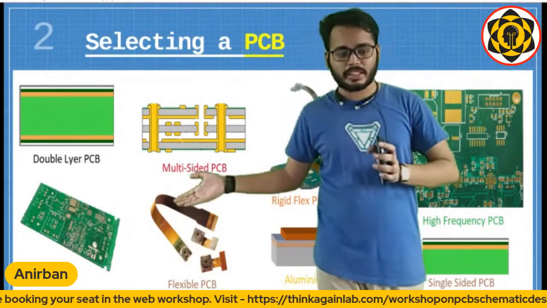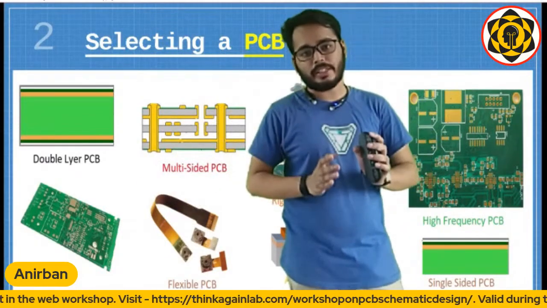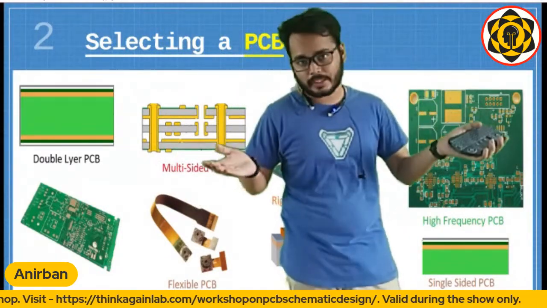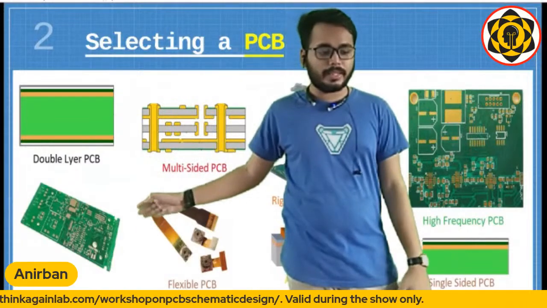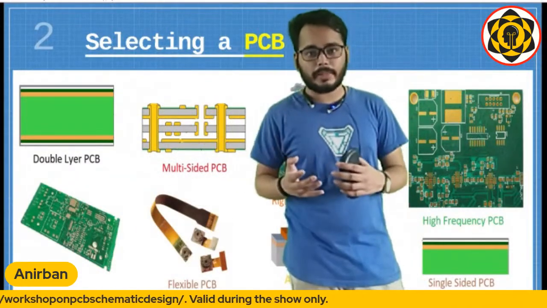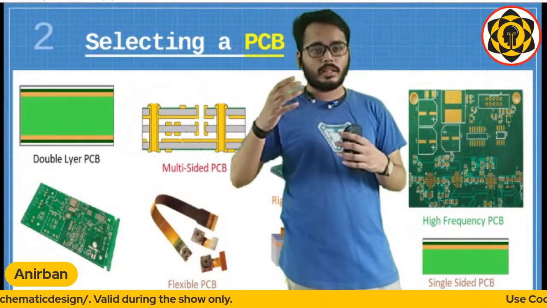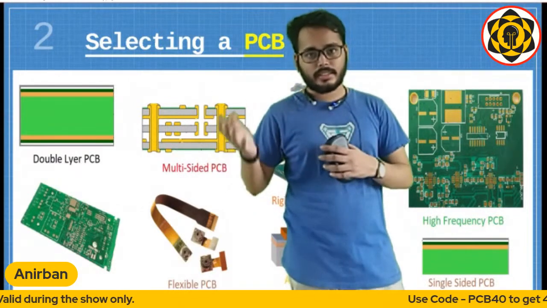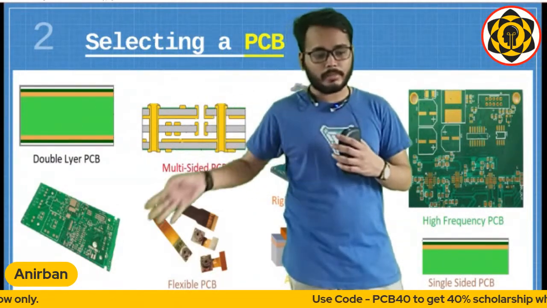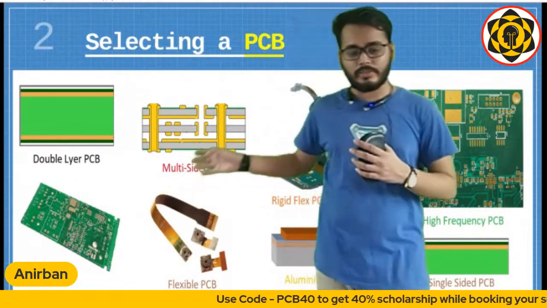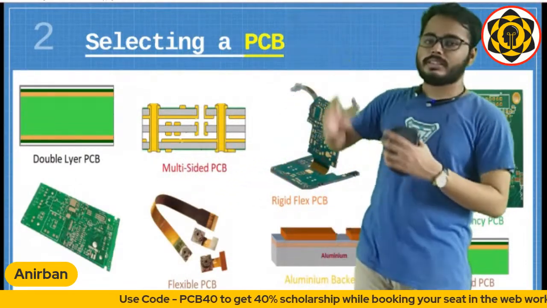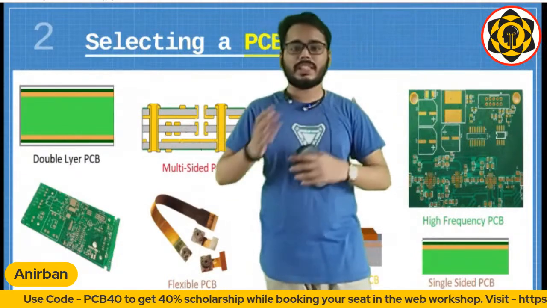So a rigid PCB is basically made of a rigid insulating material, like, as I already told you, fiberglass. A flexible PCB has a flexible material, like some heat resistant plastics that are employed in manufacturing these flexible PCBs, and then we have rigid flexible PCBs. So these are a combination of rigid PCBs and flexible PCBs.